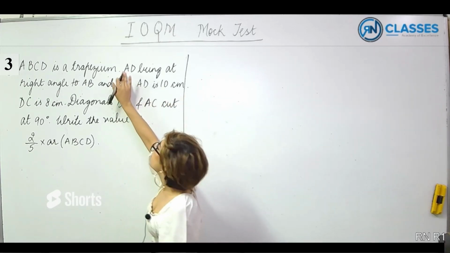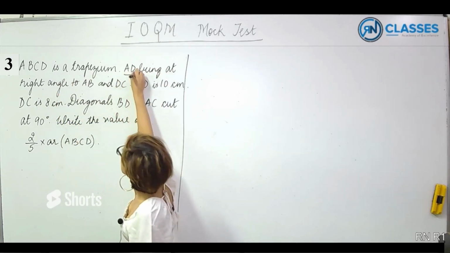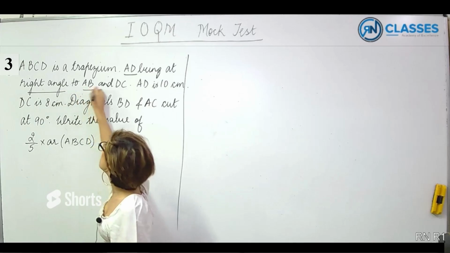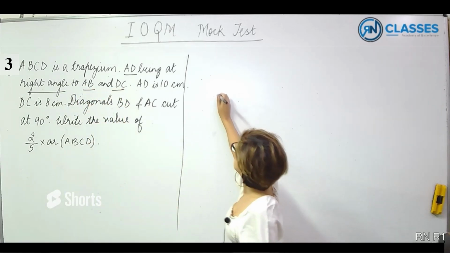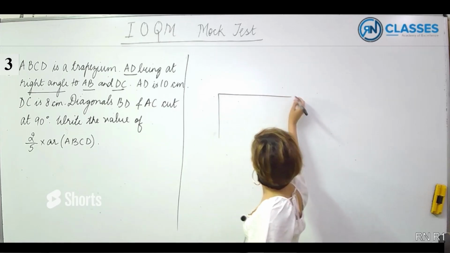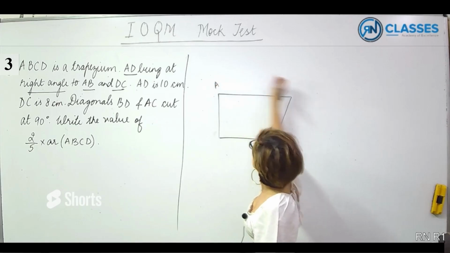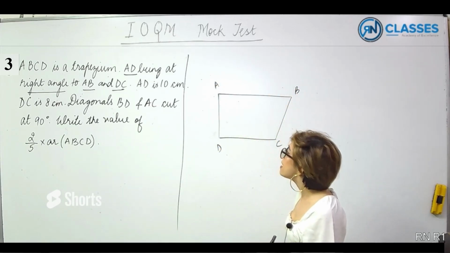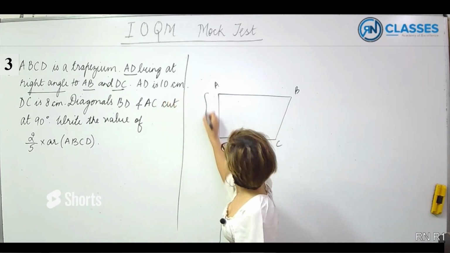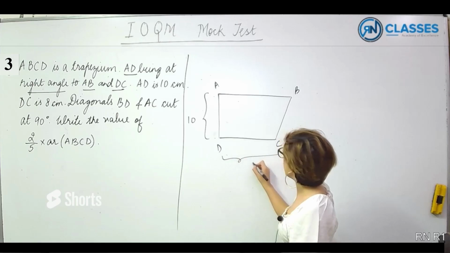But before that, AD is at right angle to AB, and AD is actually perpendicular to AB as well as DC. So I will make the trapezium accordingly. Suppose my trapezium looks like this. Alright, so this is A, B, C, D. Now he says that AD is 10, so this length is 10. DC is 8, so this length is 8.